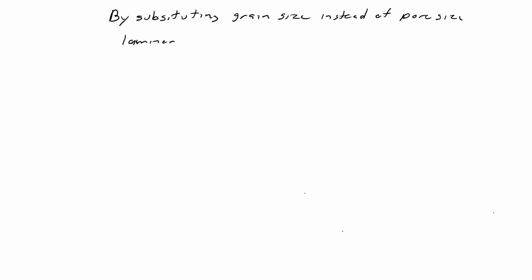The bottom line is that by substituting, and I'll give you a chance to use this in a minute, by substituting grain size instead of pore size, they figured out that laminar flow exists when the Reynolds number, now using grain size instead of pore size for D, is less than 1.